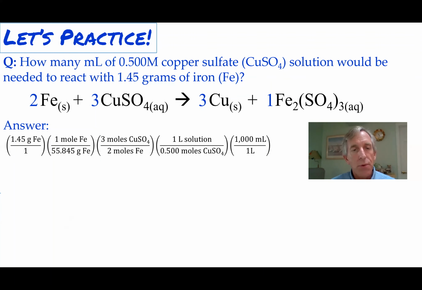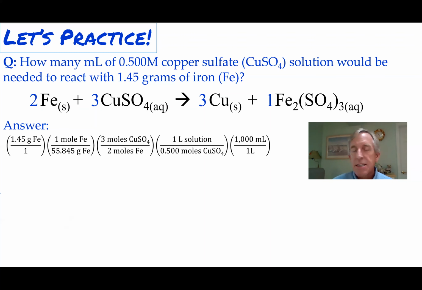I threw 1.45 grams of iron as my first ratio in the problem. And now my goal is to start canceling out grams of iron until I can get to milliliters of this concentrated solution of copper sulfate. And if molarity is an issue, you don't quite remember what it is, please go back and check out the green circle stoichiometry problem video. We play around with molarity in there for a nice review.